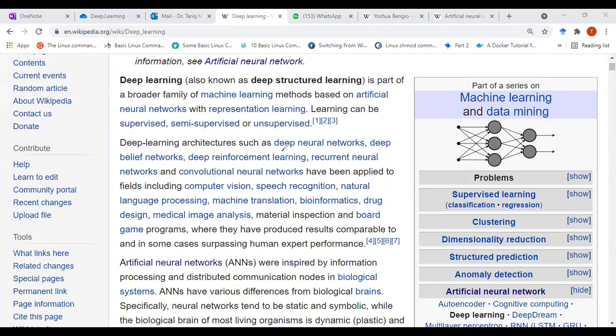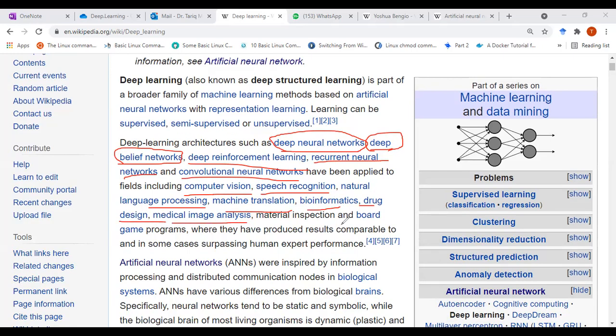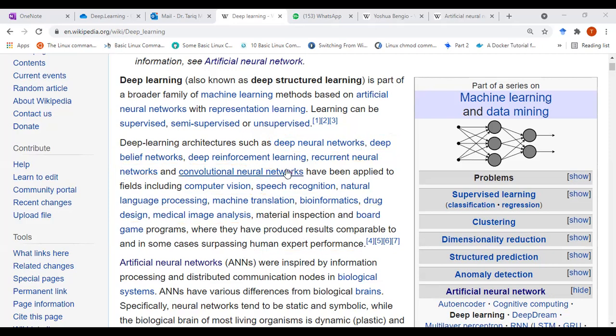So deep learning architectures, we are going to be primarily interested in deep neural networks, but we also have deep belief networks, which are primarily the restricted Boltzmann machine by Geoffrey Hinton. That is one type of generative model. Then we have deep RL, recurrent neural networks, which I just told you about, and convolutional neural networks, which have been applied for computer vision. We have seen the applications in speech recognition, NLP, machine translation, that means translating from one language to another, bioinformatics, drug design, medical image analysis, material inspection, and board game programs, where they have produced results sometimes surpassing human expert performance.